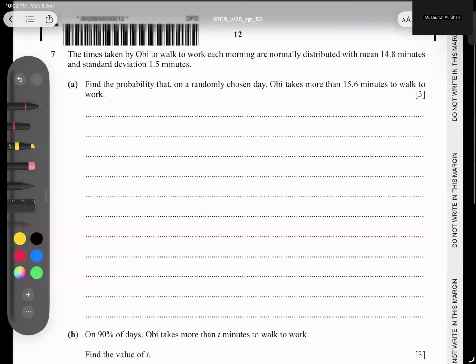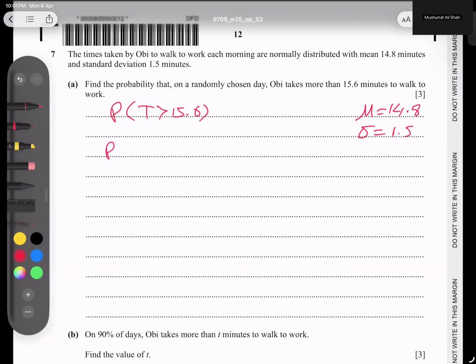Question number 7, students. We have the time taken by Obai to walk to work each morning, normally distributed with a mean given as 14.8 and a deviation given as 1.5 minutes. Find the probability that on a randomly chosen day Obai takes more than 15.6 minutes to walk to work. So the time is more than 15.6. So let's try to do it.